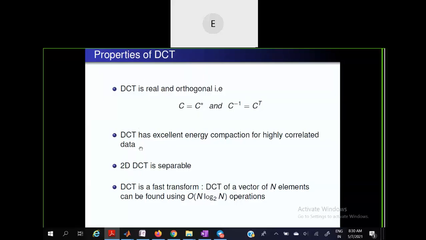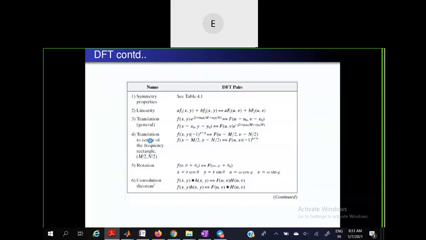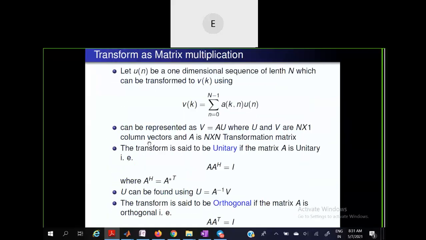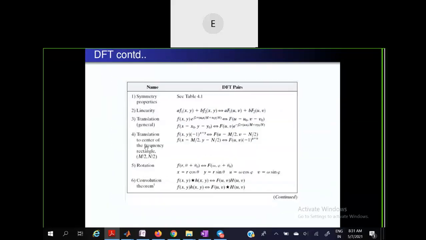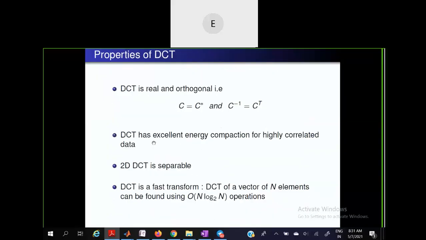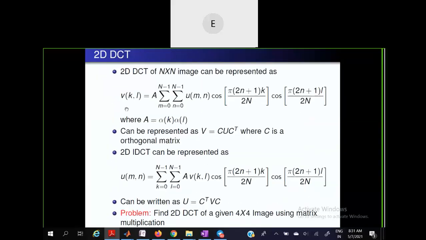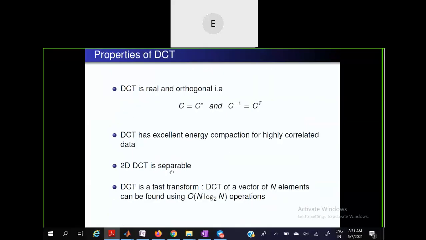It is not a symmetric matrix. Next thing is very important. DCT has excellent energy compaction for highly correlated data. Remember, I think during the properties of image transforms, I mentioned this. This is what is meant by energy compaction. That means it is the ability of a transform to pack a large fraction of the average energy of the image into a relatively few transform coefficients. That means when I take the image from the spatial domain to the transform domain, I need a very small number of coefficients to represent the data. I can demonstrate it now. Let me go to MATLAB.